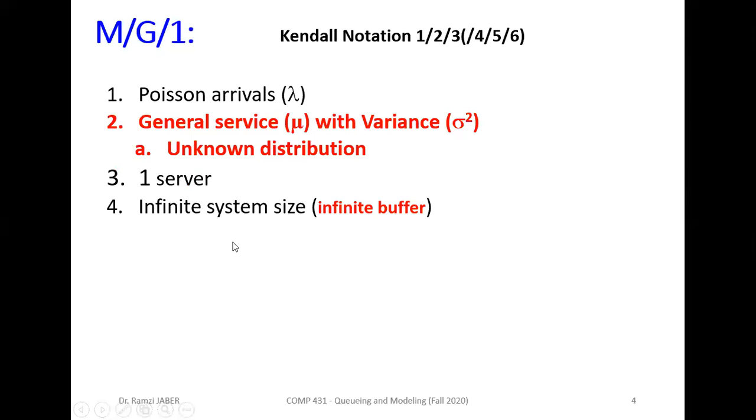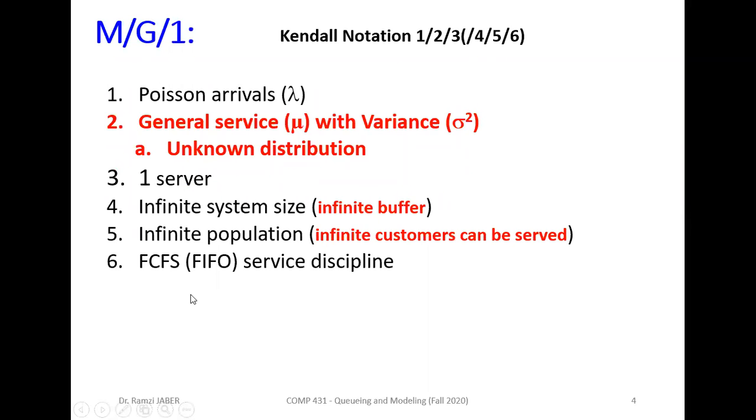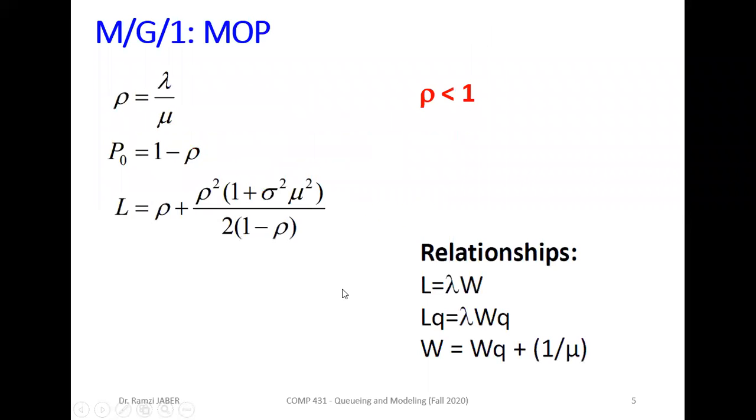One server, infinite size, infinite population, FIFO. So the MOP of M/G/1 will be like before: rho equals lambda over mu less than 1, P0 utilization always equals 1 minus rho, L equals rho plus rho square times 1 plus sigma square mu square over 2 times 1 minus rho, where sigma square is the variance, and the other relations. So this is the general formula of L in M/G/1.